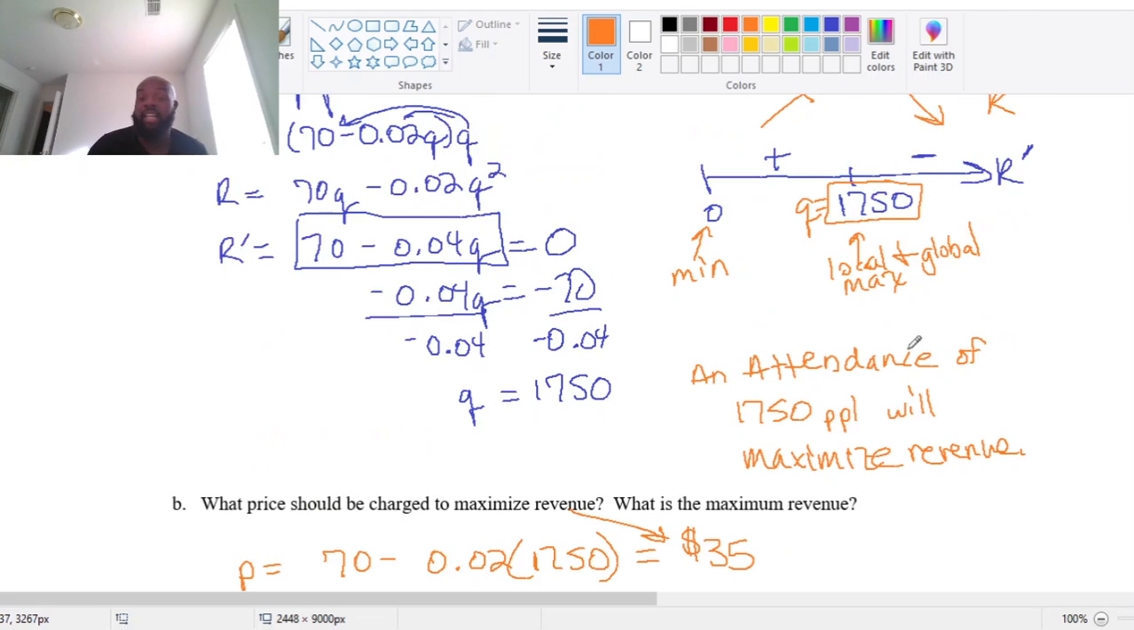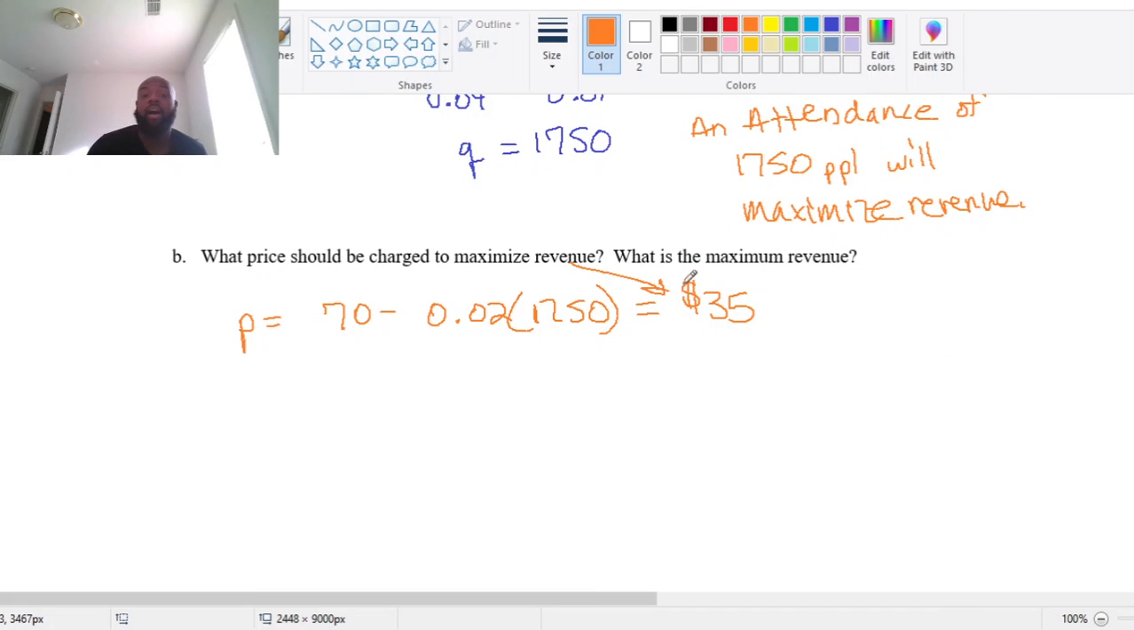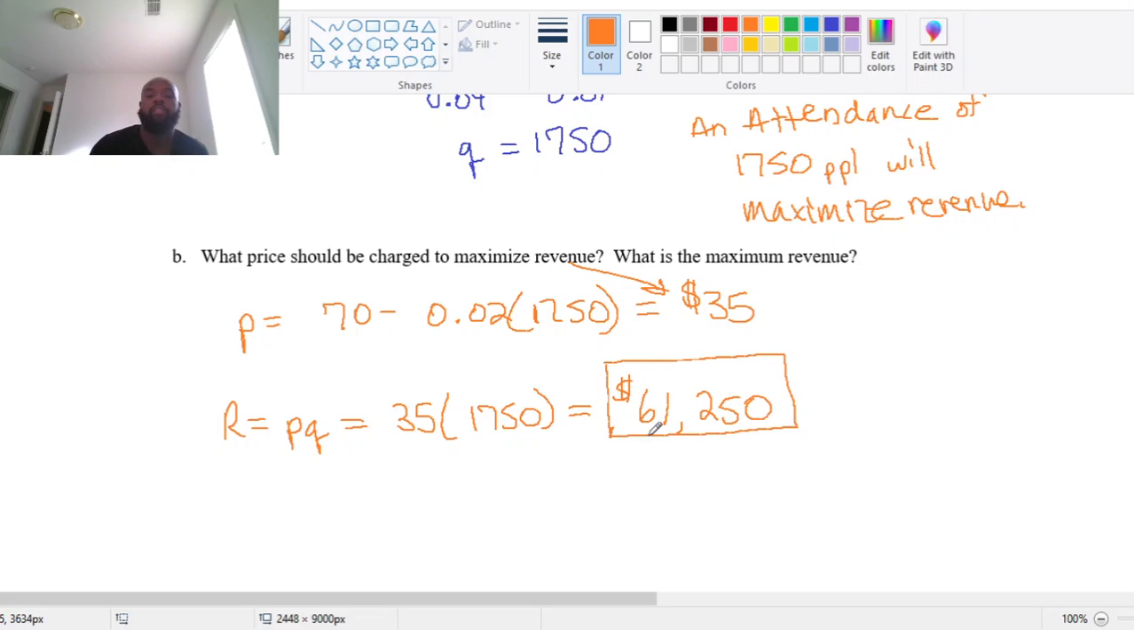So I know that the attendance to maximize revenue is Q equals 1,750 people, and I know the price P that we should charge to maximize revenue is $35. And so if I want to know the maximum actual revenue, well, again, we go back to our first statement: revenue is always price times quantity. I put that price in there, I multiply it by that quantity, I get 35 times 1,750, which is $61,250. And so this is the maximum revenue.